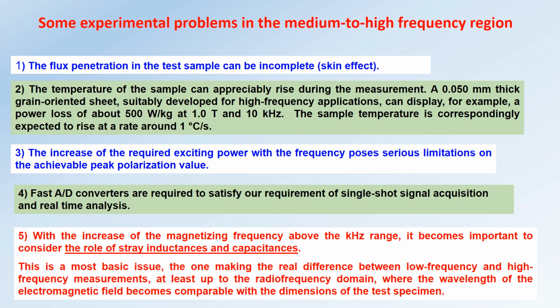Point 5. With the increase of the magnetizing frequency above the kilohertz range, it becomes important to consider the role of stray inductances and capacitances. This is the most basic issue, the one making the real difference between low frequency and high frequency measurements, at least up to the radio frequency domain, where the wavelength of the electromagnetic field becomes comparable to the dimensions of the test specimen.